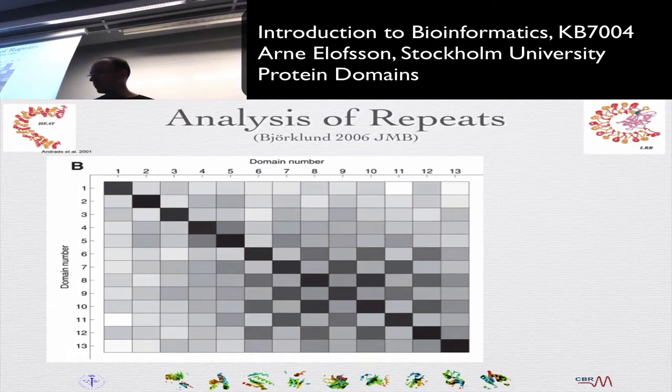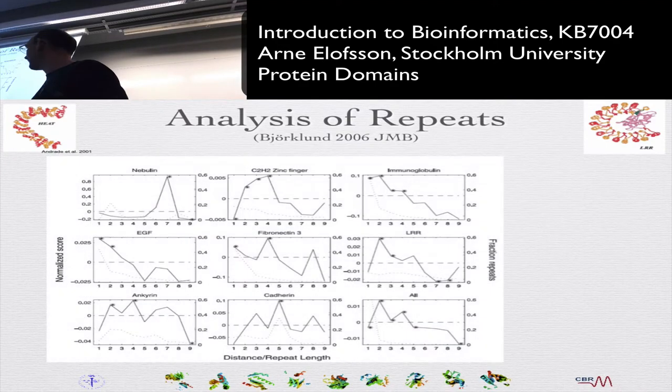If you look at these kinds of duplication units, you find patterns like this. It's clear that duplication of 1 is often underrepresented. Nebulin is our favorite example. It has a very, very strong peak at 7 and nothing else. You see that this number here is 0.8, which is standard deviations above average, much, much higher than anything else we have.